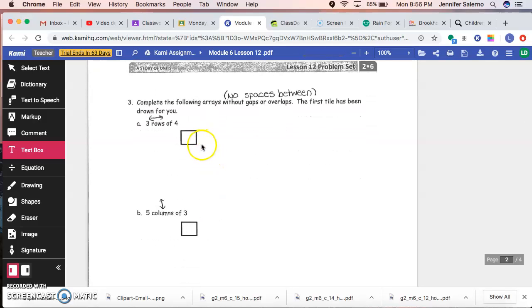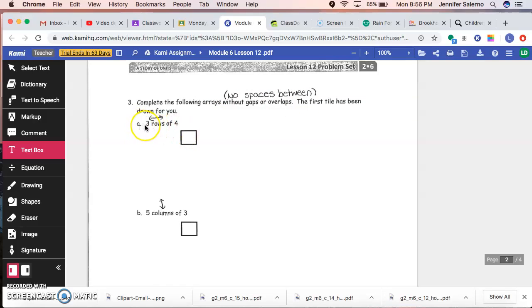All right, now the next 2 pages look a little bit different, meaning now they just want you to be creating these arrays using the square tiles. And it says complete the following arrays without gaps or overlaps. Again, that means no spacing. And that they drew the first tile for you. So they started it for you and they want you to finish, okay?